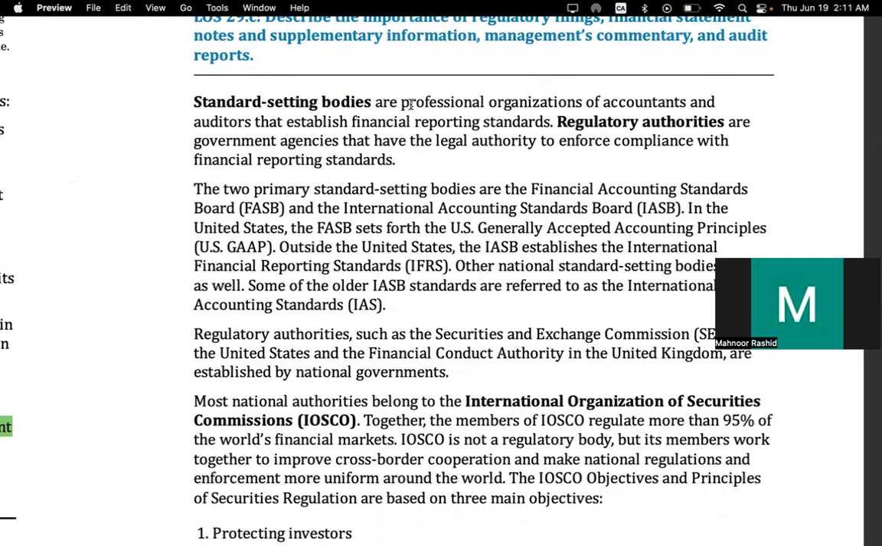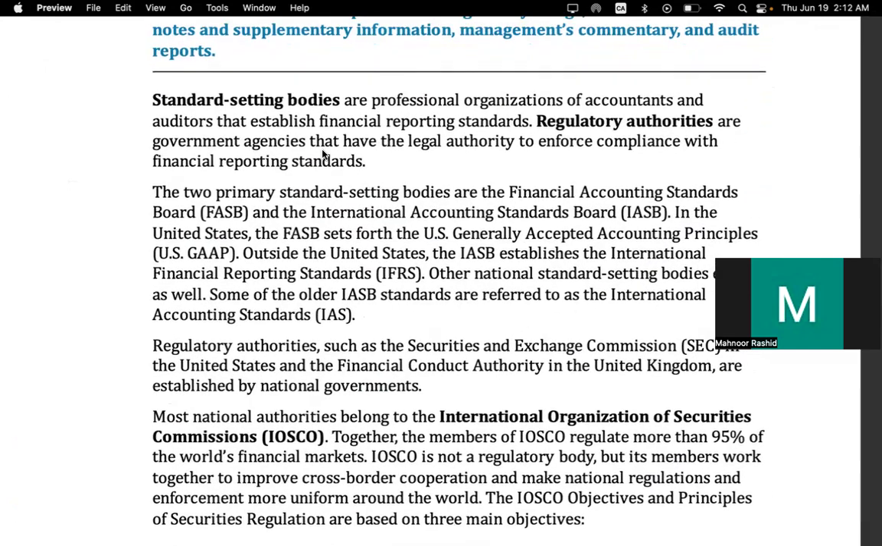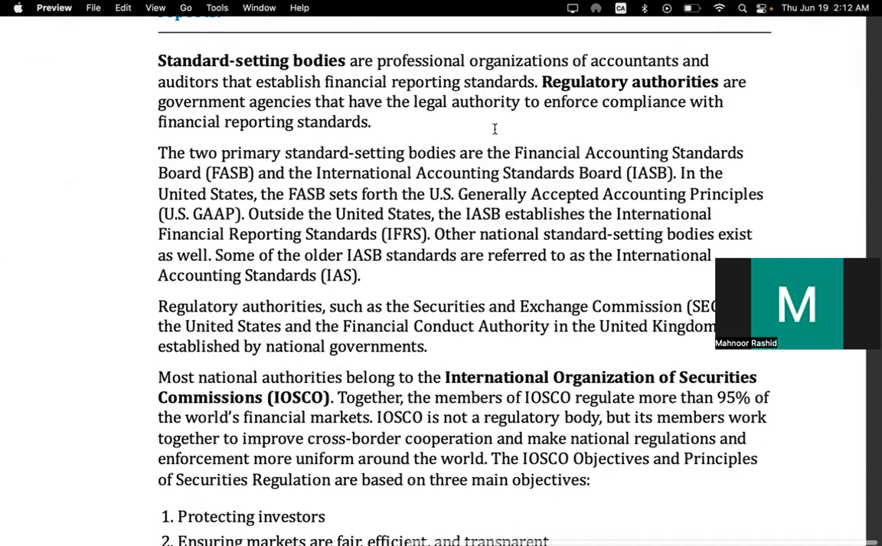Standard setting bodies. Now, there's 2 differences, right? Okay, now we have standard setting bodies and regulatory authorities. Just know the difference. Standard setting bodies are the ones who set out the rules. This is what you have to do, this is what you're allowed to do. And then regulatory authorities ensure that those rules are followed. Very simple, right? So standard setting bodies are professional organizations of accountants and auditors that establish financial reporting standards. And then regulatory authorities are government agencies that have legal authority to enforce compliance.